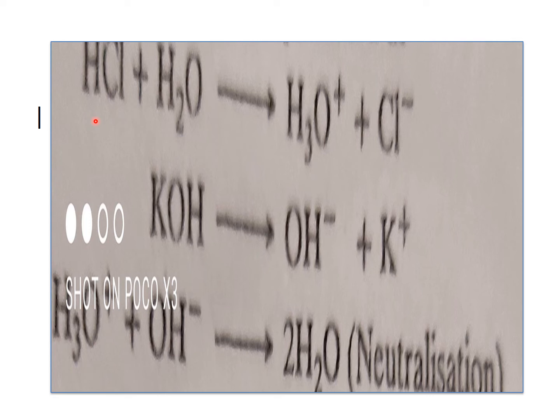In aqueous solution, the process of neutralization of a strong acid and a strong base involves the combination of H3O+ and OH- ions to form unionized water, the anion of the acid and the cation of the base remaining unchanged. Consider the neutralization of hydrochloric acid with potassium hydroxide. That is, HCl plus H2O gives H3O+ plus Cl-. KOH gives OH- plus K+. H3O+ combines with OH- to form two molecules of water. That is a case of neutralization.